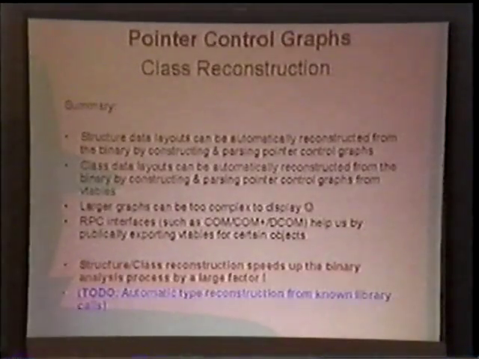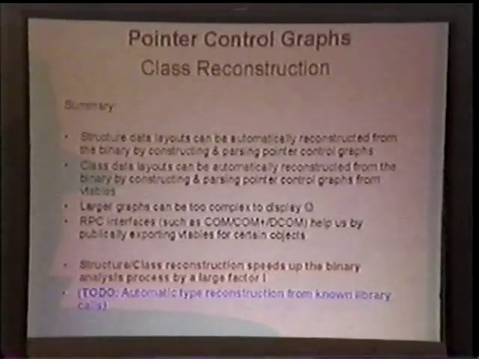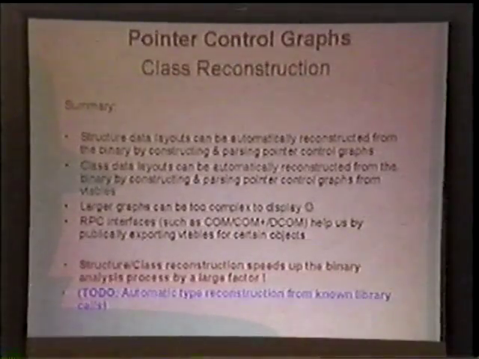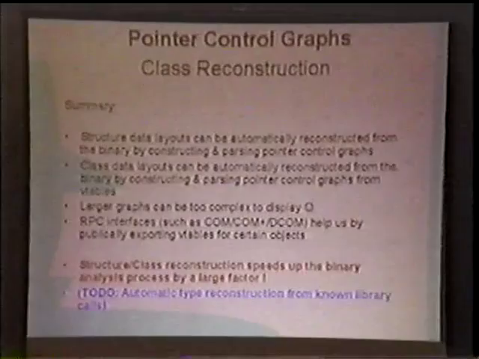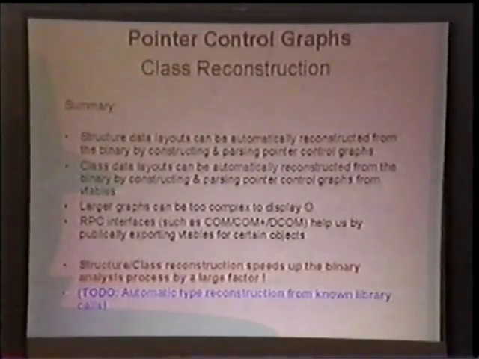So to sum things up, structured data layouts can be automatically reconstructed from the binary by just generating a graph from a pointer control flow graph and following it through the entire application. By the way, this can be used too for taint graphing, for seeing which parts of the application are being touched by user data if you just follow the pointer through the entire application. But that's something else. You can automatically reconstruct data layouts by parsing vtables. Large graphs can be ugly.